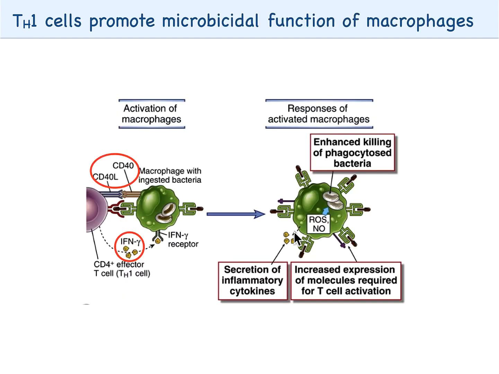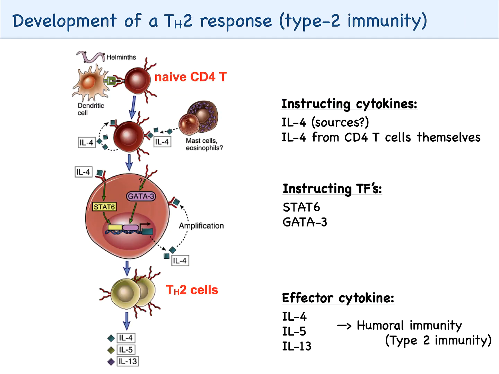So this is what we have talked about, the ROS and the nitric oxide. Also, another molecule that is very important to activate the macrophages is the CD40 ligand on the T cell and the CD40 on the macrophage. Remember, this was a co-stimulatory molecule, yeah, for the T cells, but this also helps to produce interferon gamma by the effector cells, which in turn will activate these cells.